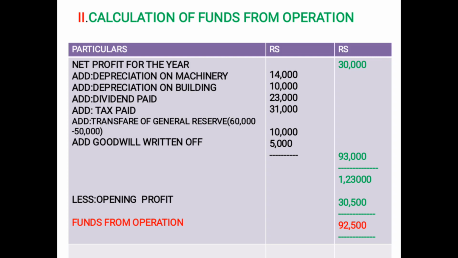The transfer to general reserve 60,000, 50,000, so 10,000 is the transfer to general reserve. Goodwill written off 5,000, comparing last year and this year. The total 93,000. So the net profit 30,000, we total 1,23,000. Less opening profit, at the beginning of the year profit 30,500. So funds from operation 92,500.